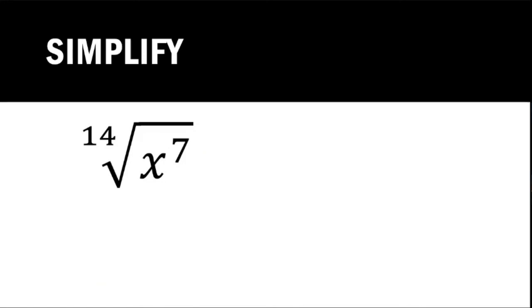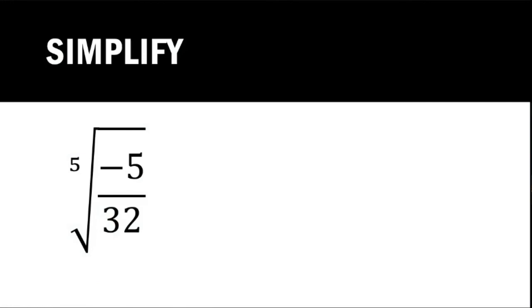Okay, so the 14th root of 7. Again, we can just divide out. There is a common factor between the exponent and the order. The common factor is 7. 7 divided by 7 is 1. 14 divided by 7 is 2. Now, the answer will be the square root of x.